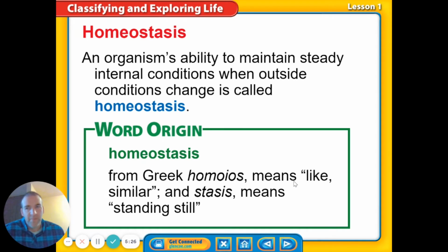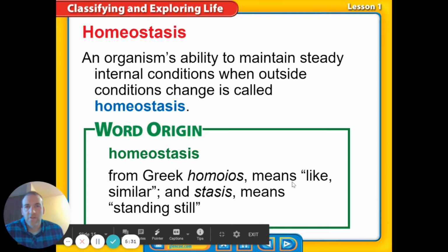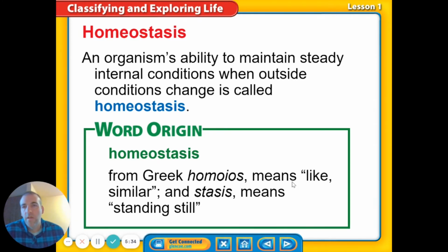Homeostasis, big fancy science word here. That's an organism's ability to maintain steady internal conditions when the outside conditions change. And so your body temperature is a really good example of this. Your body temperature needs to stay around 98.6 degrees Fahrenheit or 37 degrees Celsius. If your body goes out too far from that temperature, then your body's going to have a hard time staying healthy and being able to do all the things that you need to do. But it also can mean other things. For example, it can have to do with the amount of water in your cells.